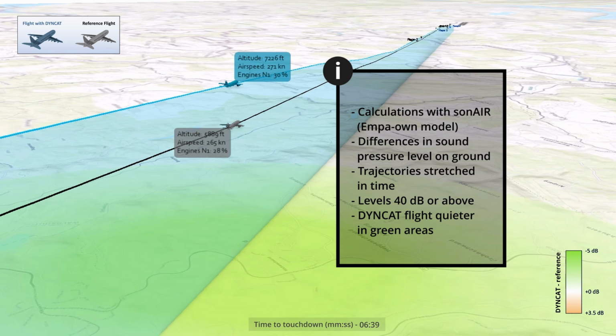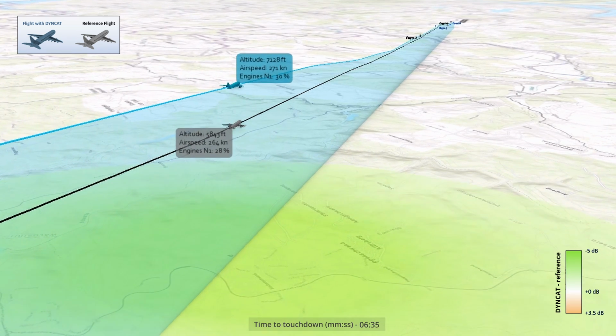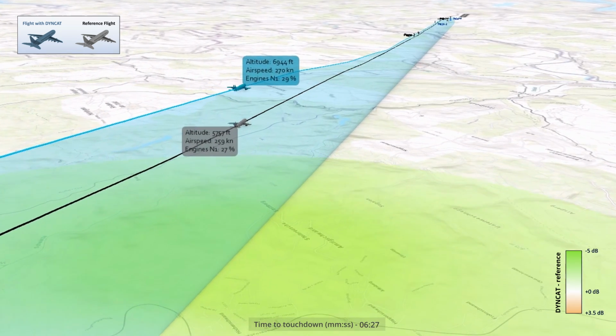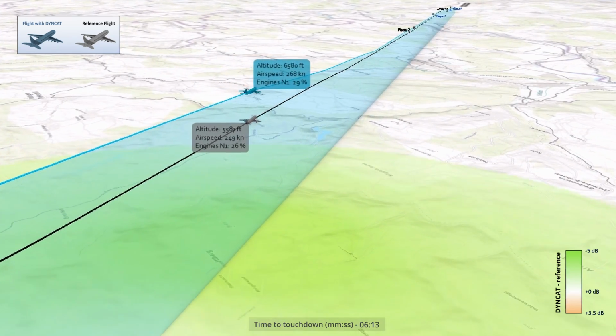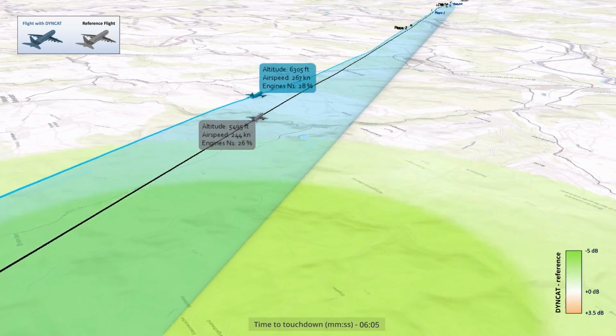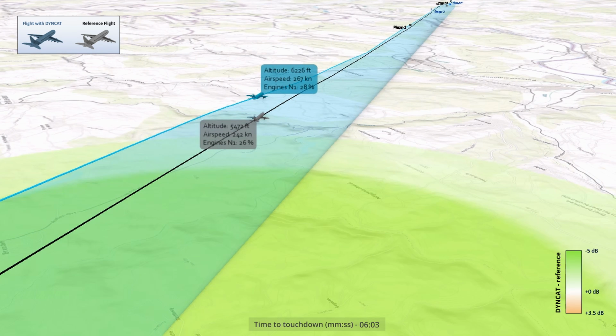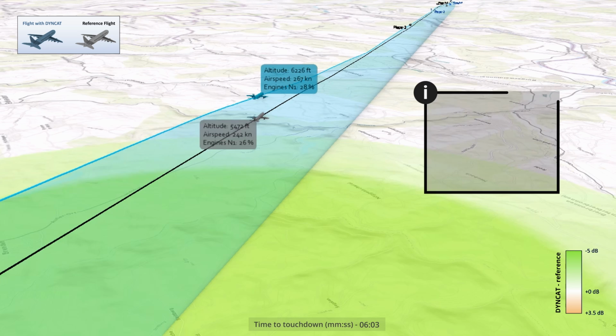At this stage of the approach, we see that the reference flight has already reduced altitude and flies at a roughly 1,200 feet lower height, which indicates two different approach strategies. As the DYNCAT flight is significantly higher at this time, the noise impact on the ground is also lower. Here you can clearly see that a dark green wave front is spreading. This means that a configuration change was made on one of the two flights, which causes the level difference to become even greater in favor of the DYNCAT flight.